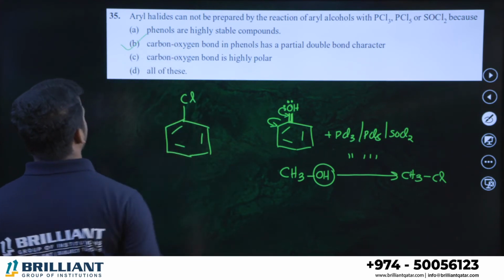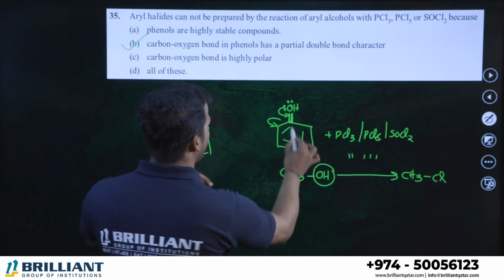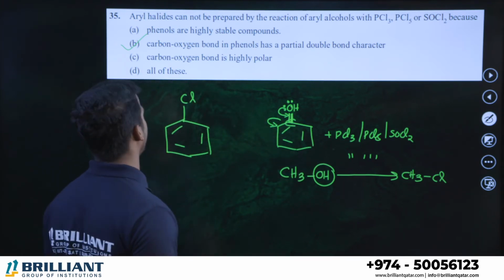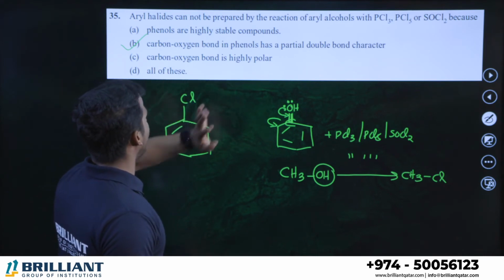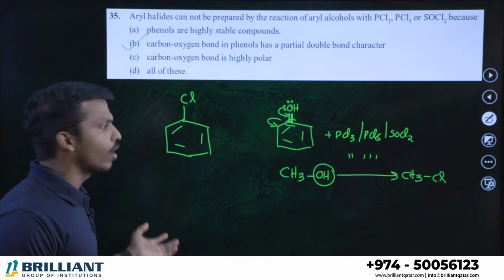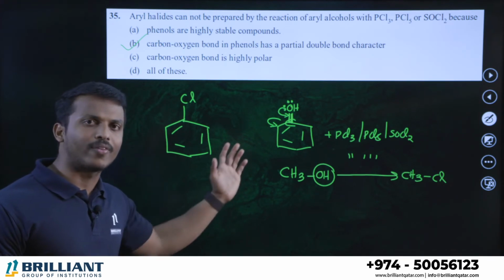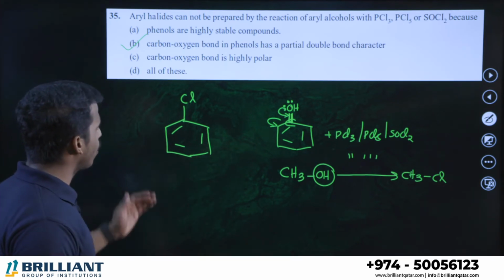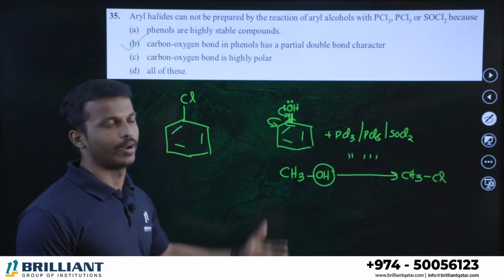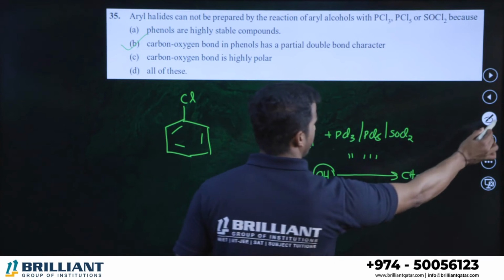So what can we say is the answer? Option B: carbon oxygen bond in phenol has a partial double bond character. Carbon oxygen bond is highly polar. The carbon oxygen bond is actually polar, but that is not a factor affecting this reaction. The carbon oxygen bond is very strong, that's the reason you cannot remove the OH group. So the answer is option B.